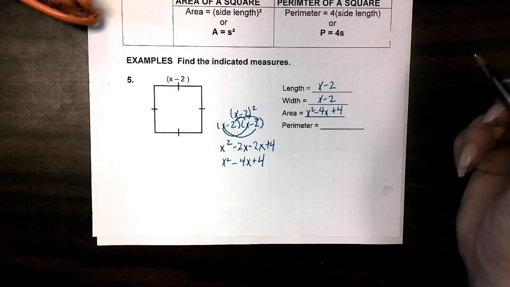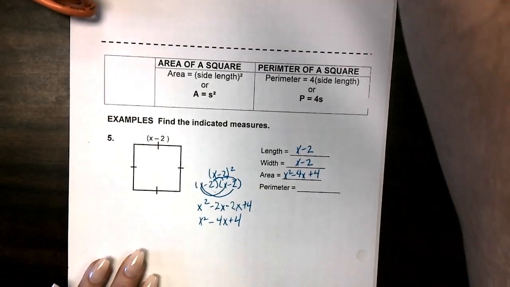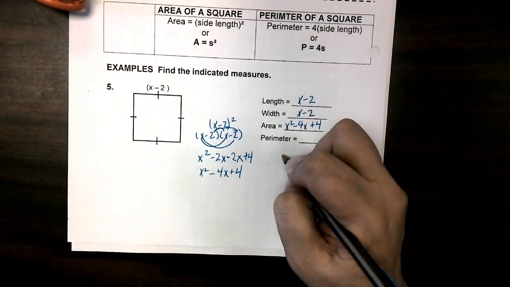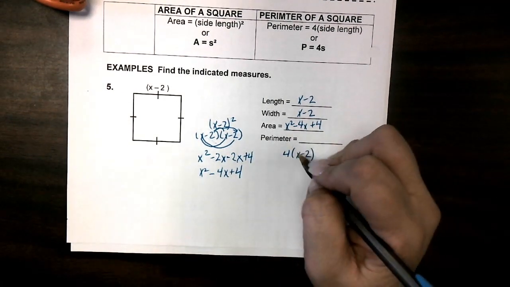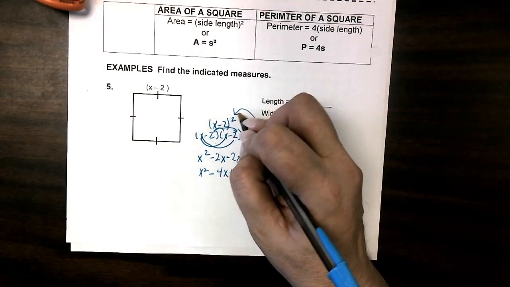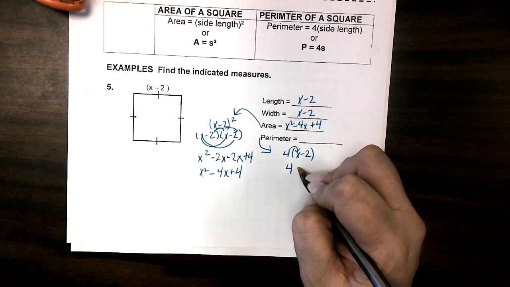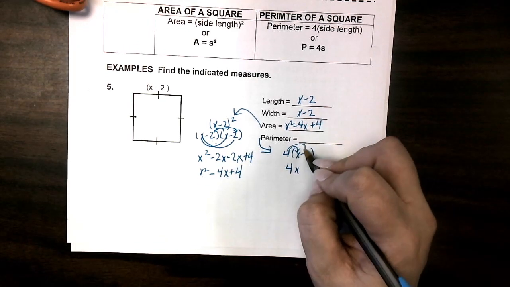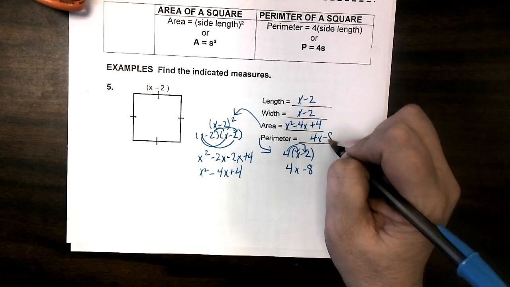All right, and then to find perimeter, we just said it's 4 times the side length, right? So it's just x minus 2 times 4. And when I distribute that 4, what is that going to look like? 4 times x is 4x, and 4 times negative 2 is negative 8. So 4x minus 8 is our perimeter.